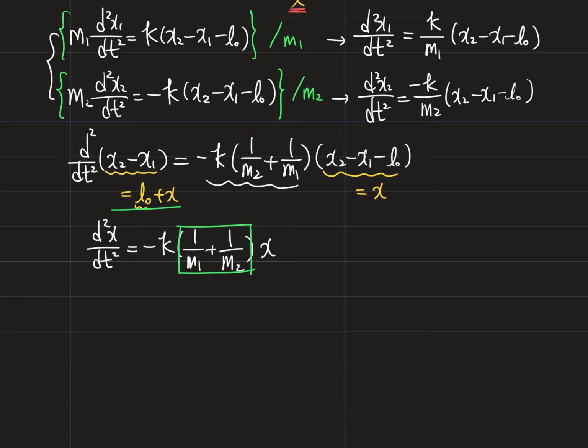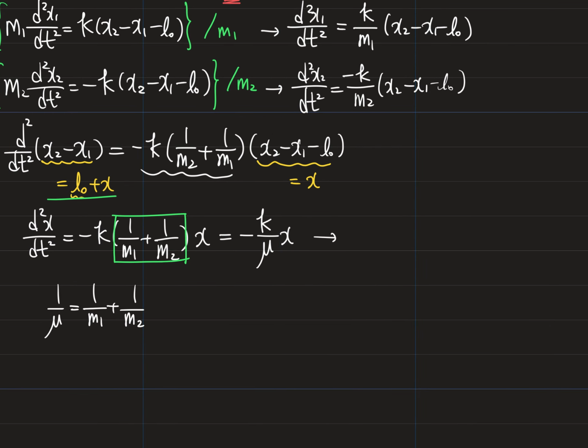But if we define the reduced mass represented by the Greek letter mu, which is defined as below, then this equation should be reduced to minus k over mu x. So if we rearrange this relation, mu multiplied by the second derivative of x equals minus kx.